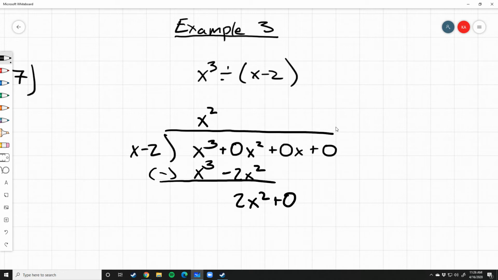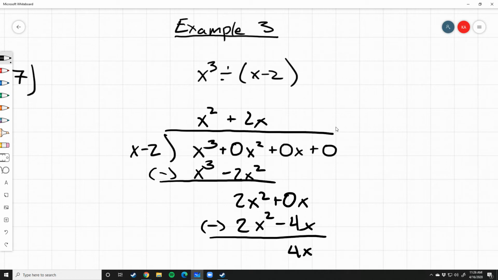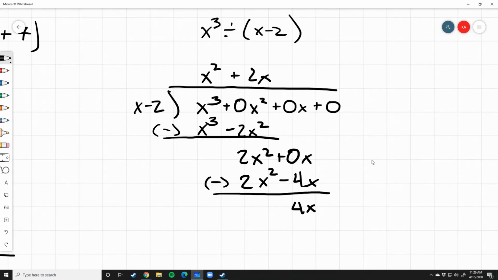We'll bring down the next term, which is just 0x. And we'll say, what do I have to multiply x by to make 2x squared? Well, that's just 2x. We'll multiply 2x by the divisor, and we'll get this. We will subtract, and we'll be left with 4x. We'll bring down the next term, which is just 0.